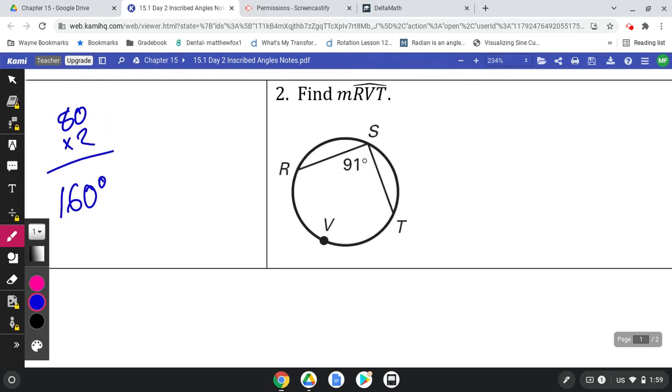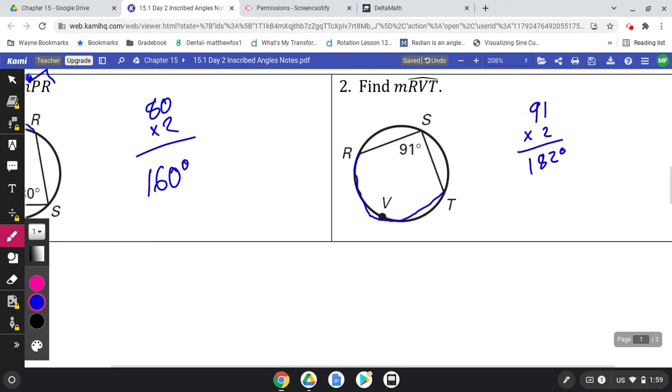Example 2, you'll do the same thing. We're trying to find now arc RVT. Since there's three letters, we know it's 180 or greater. It could be a semicircle if it's exactly 180. If it's more than 180, it'll be a major arc. So we take 91 times 2. We get 182 degrees. So it will be a major arc.